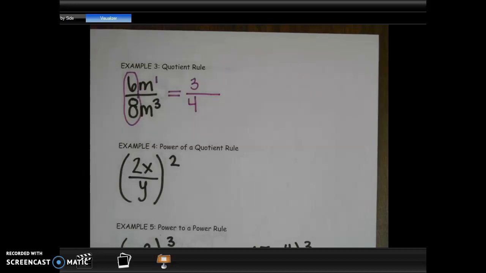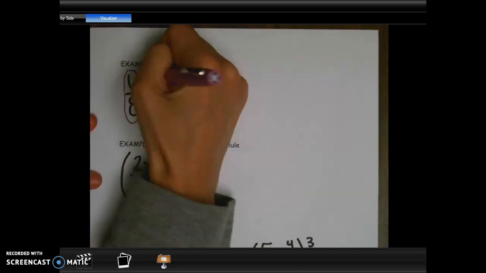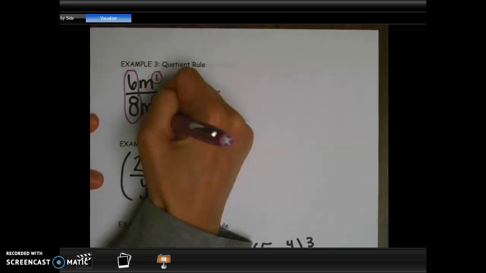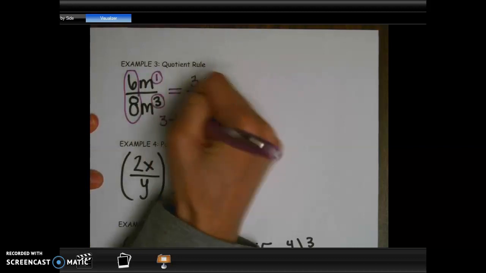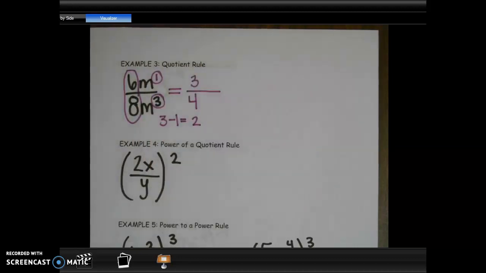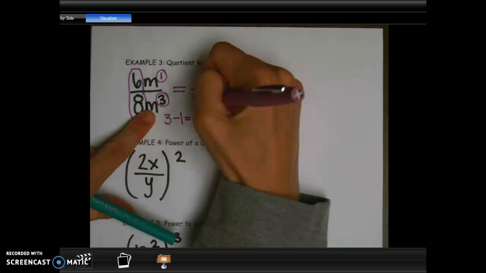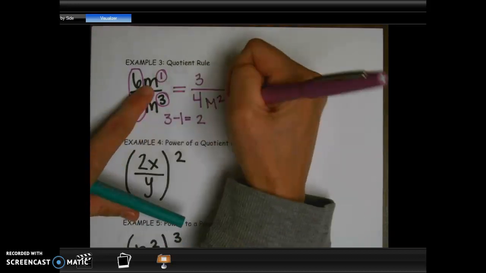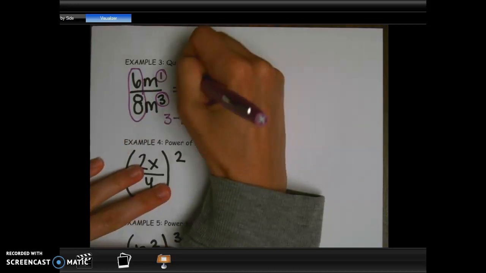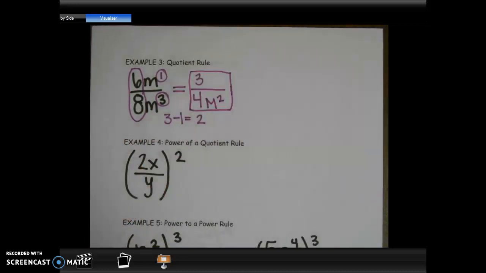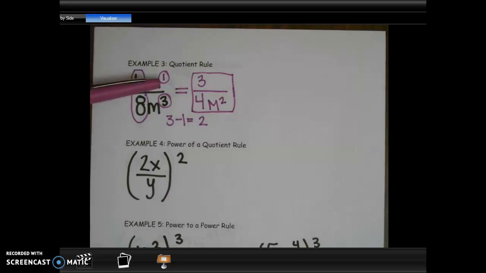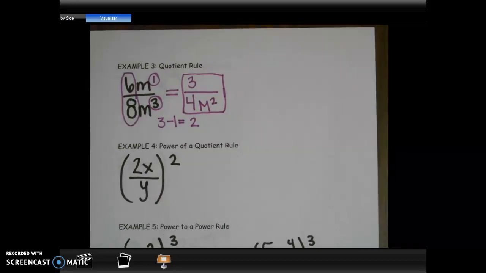All right, now let's talk about what our m's got going on. We have a 1 and a 3. So we're going to say, okay, 3 minus 1 is 2. Which one's bigger, 1 or 3? 3 is bigger, so that's where it's going to go. And this one's gone away. So here's our final answer. Okay, I know some of you are like, why does that one go away? Because it's subtracted from the 3. That's why it goes away.